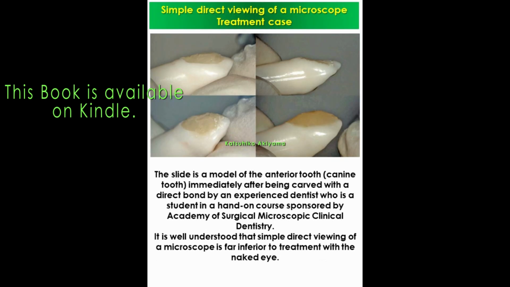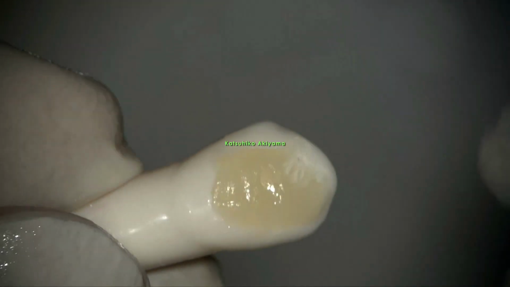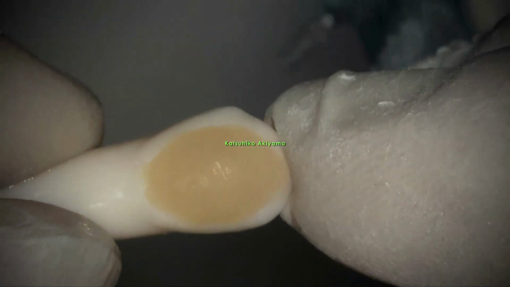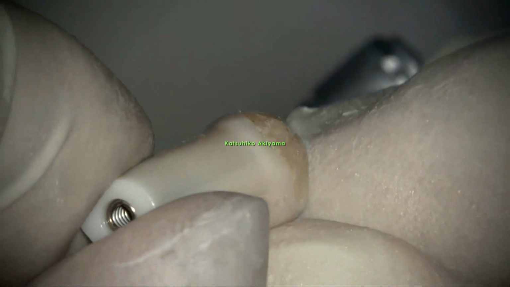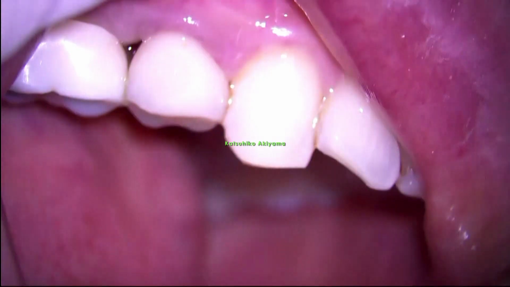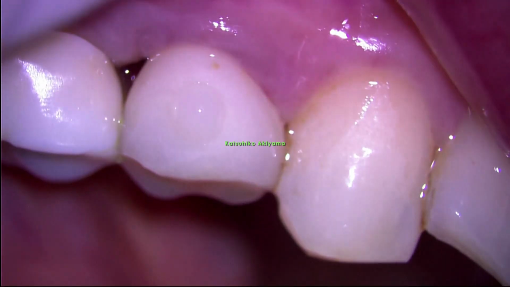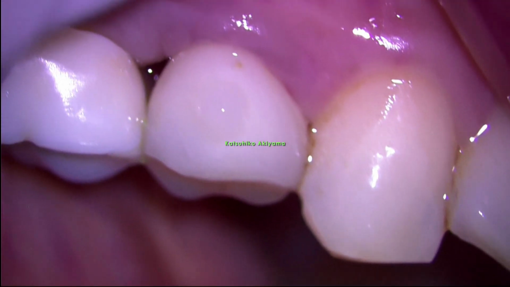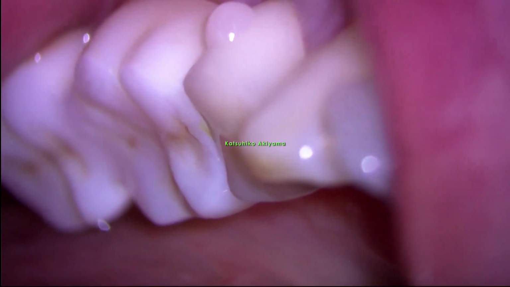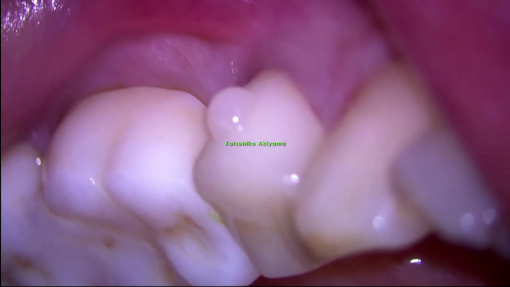Simple direct viewing of a microscope, treatment case. The slide is a model of the anterior tooth, canine tooth, immediately after being carved with a direct bond by an experienced dentist who is a student in a hands-on course sponsored by the Academy of Surgical Microscopic Clinical Dentistry. It is well understood that simple direct viewing of a microscope is far inferior to treatment with the naked eye. Central ridge of left lower premolar tooth cannot be recognized by simple microscope direct viewing. I use the positioning using the three-step Akiyama method. You can clearly recognize the shape of the tooth's central ridge.